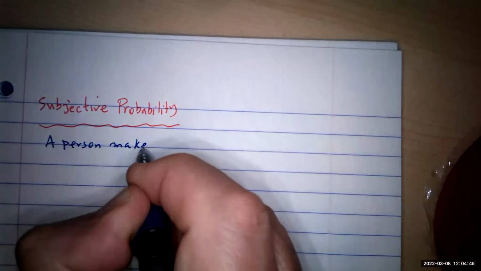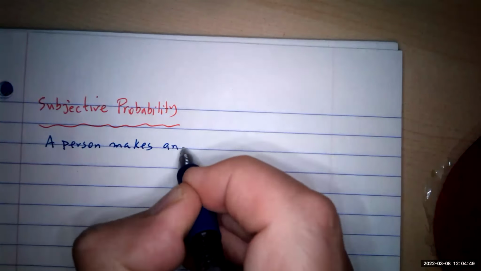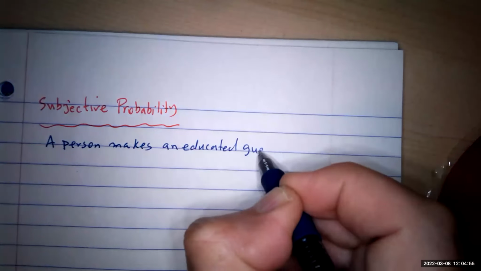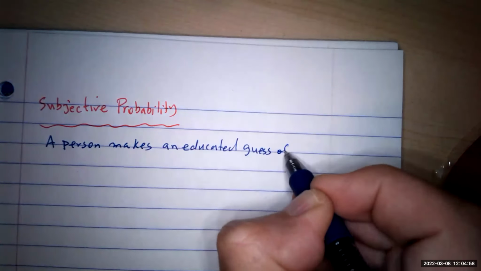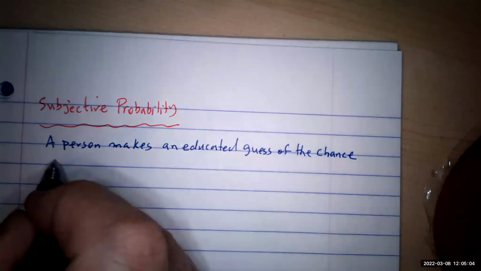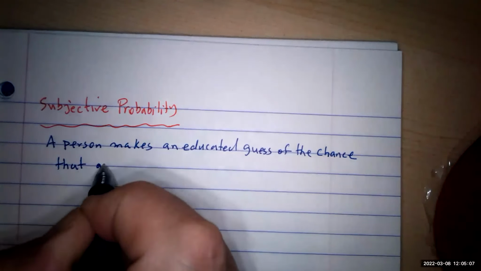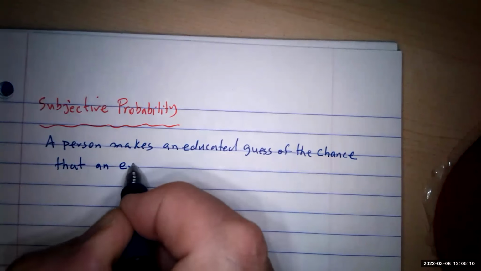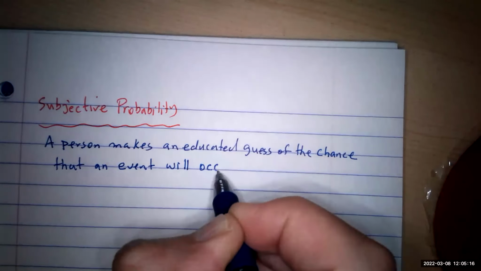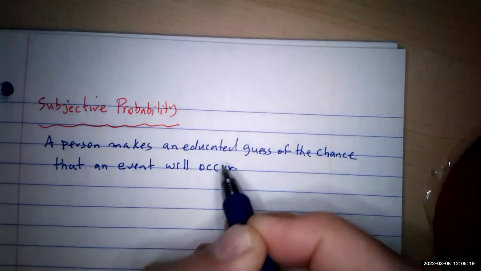So it's just an educated guess. A person makes an educated guess of the chance that an event will occur. Okay, and you accept it. That's good.